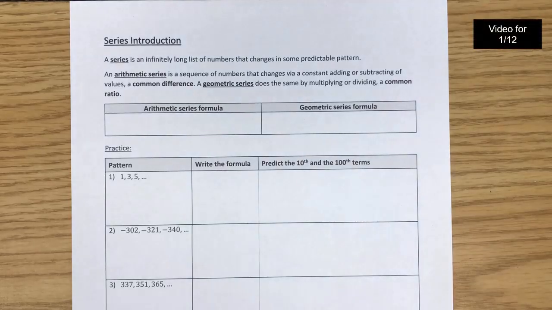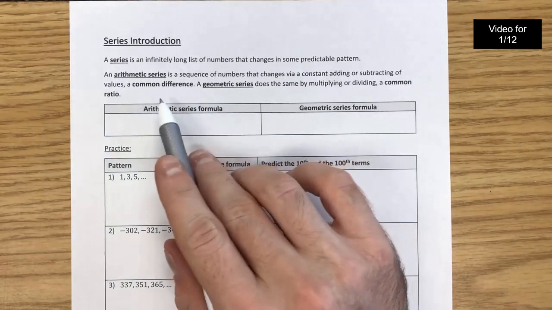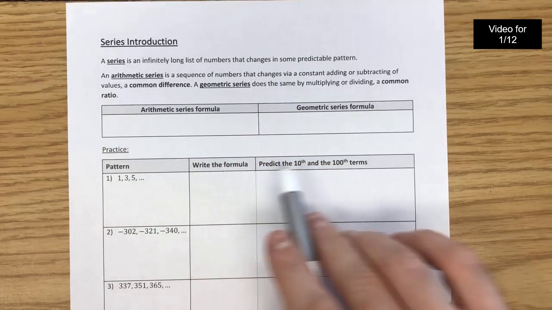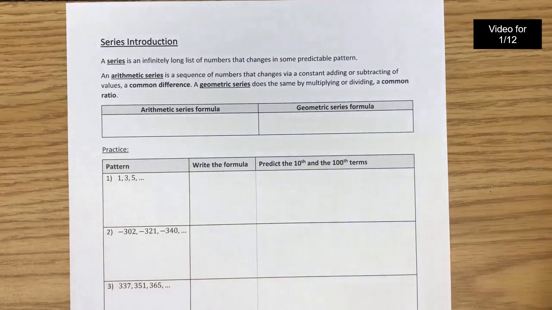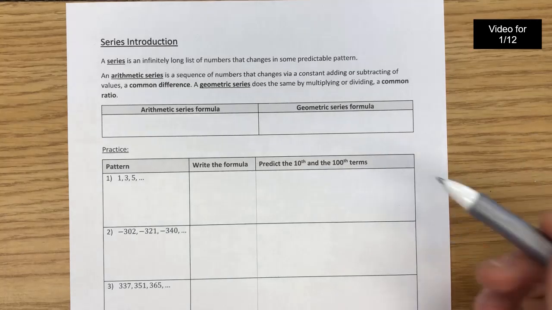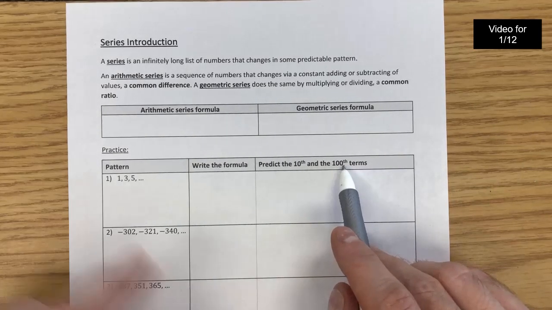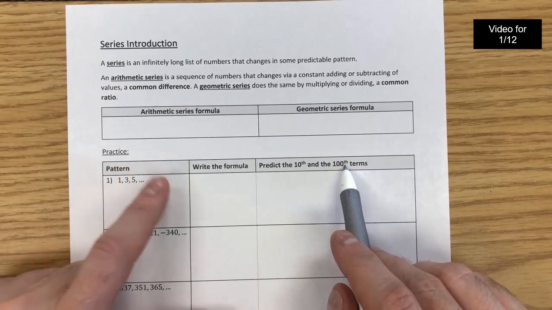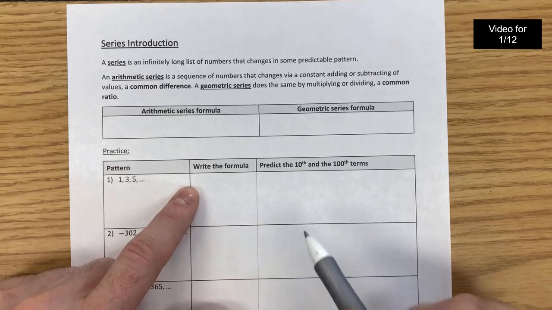So today what we're going to be working on is an introduction into series. Now a series is basically a list of numbers, and what we're going to be doing today is finding predictable patterns within the formula so we can jump ahead in that sequence. That way we don't need to list out, let's say, the 100 terms. I don't need to count out the first 100 numbers to find the 100th term.